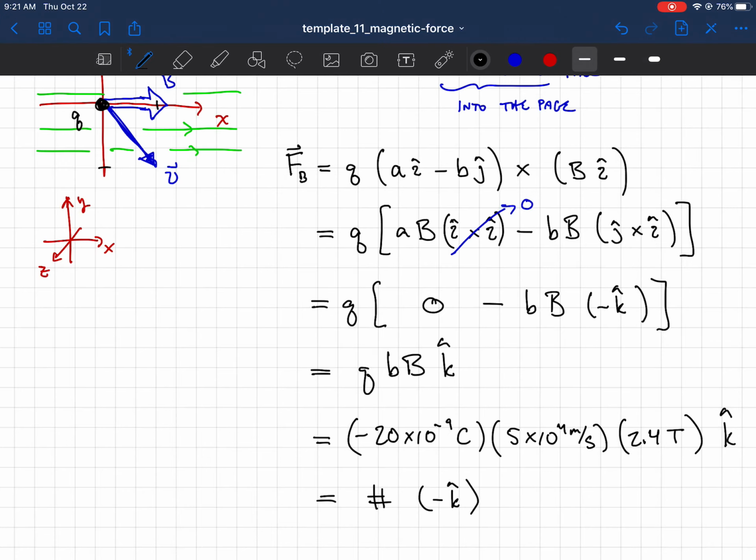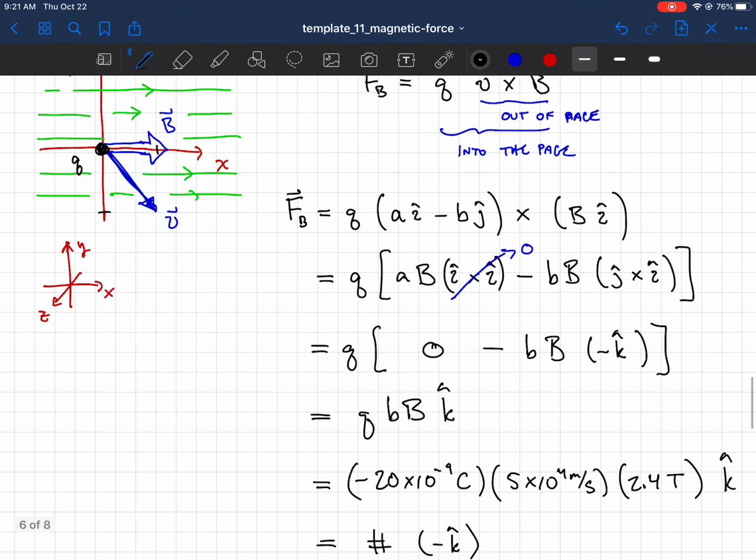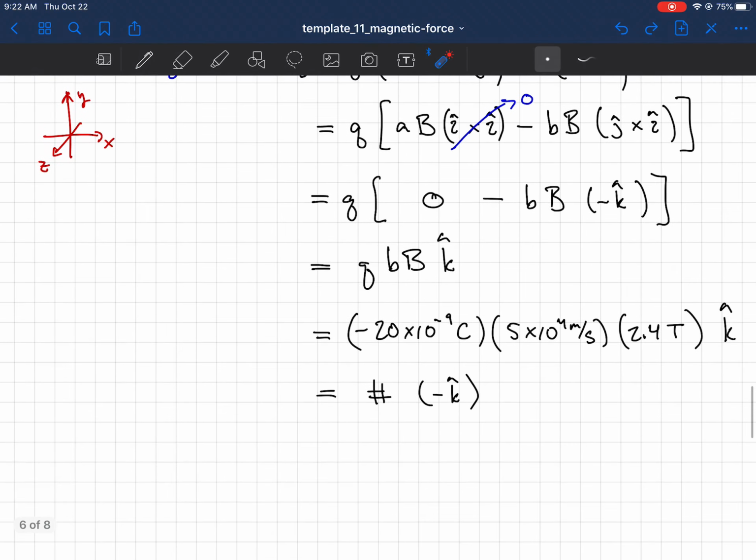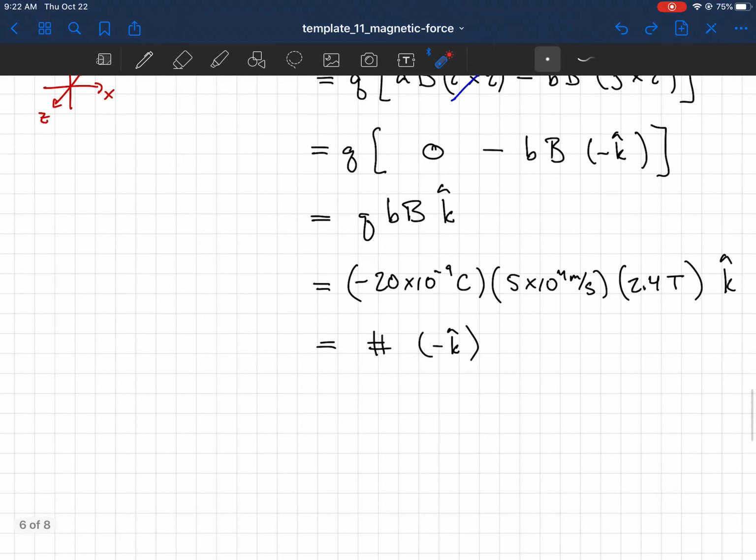And I'm not going to calculate it right now because I don't have a calculator. But that's the basic idea. And notice that that agrees with what we found when we were thinking about it qualitatively, that it should be into the page based on our right-hand rule. It also works out quantitatively when you take these cross products of the unit vectors that appear in there.